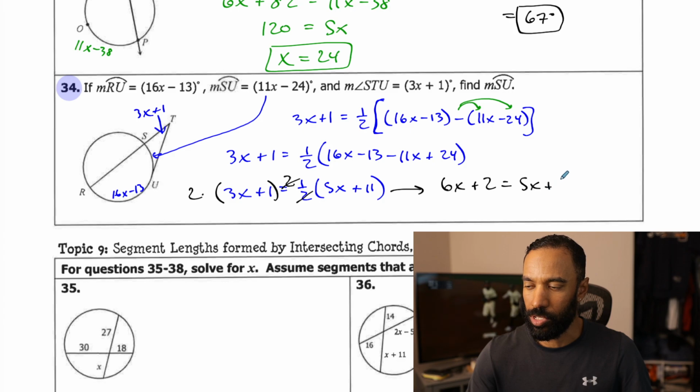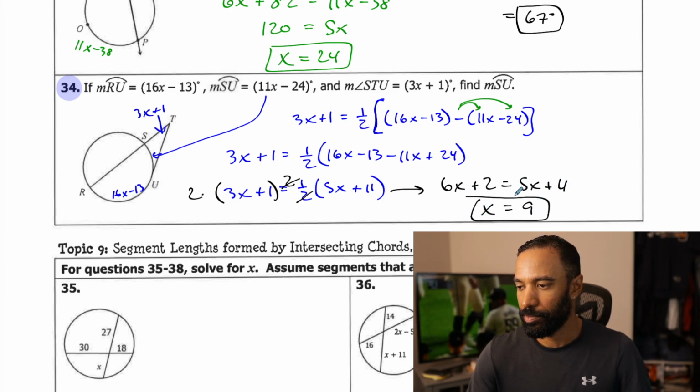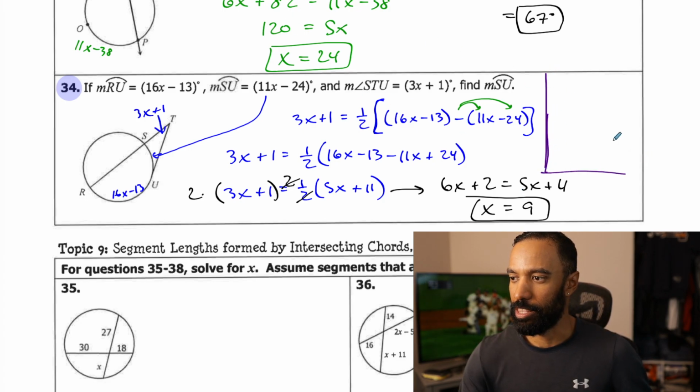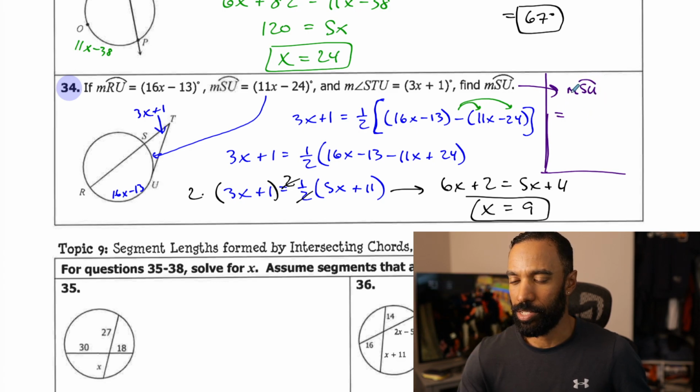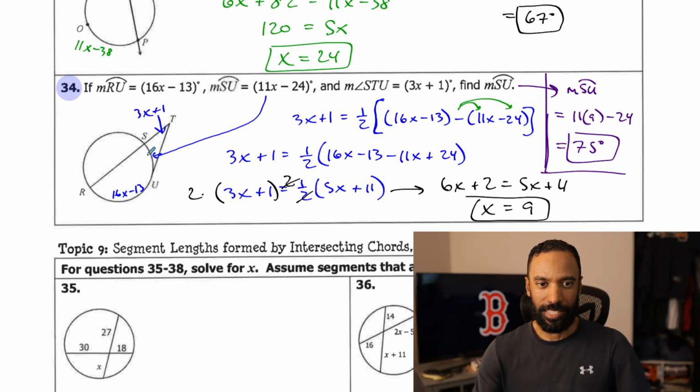And we got 5x plus 11. Subtract 5x, subtract 2, you get x equals 9. If x equals 9, I will find the measure of arc SU, and I will get 11 times 9 minus 24, and that should be 75 degrees. Just that little guy, just a little arc right there.